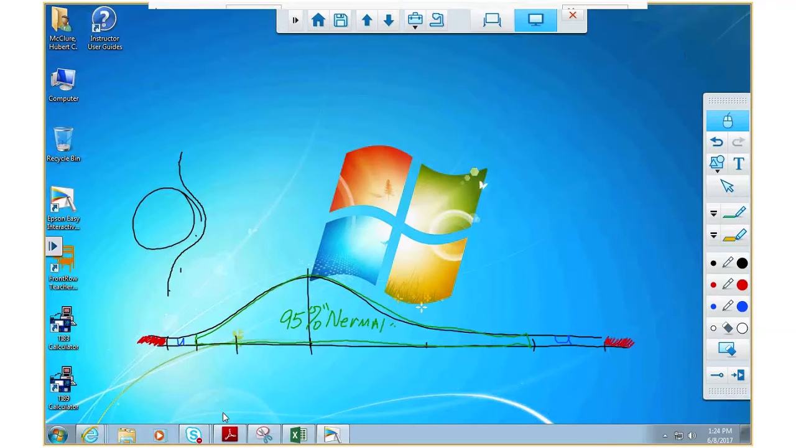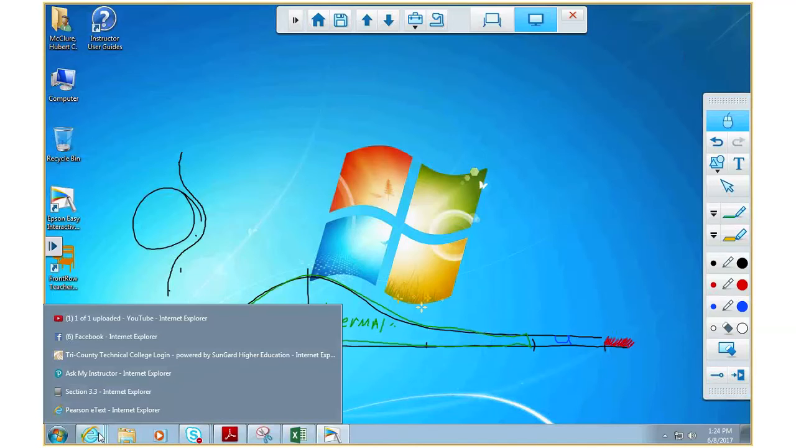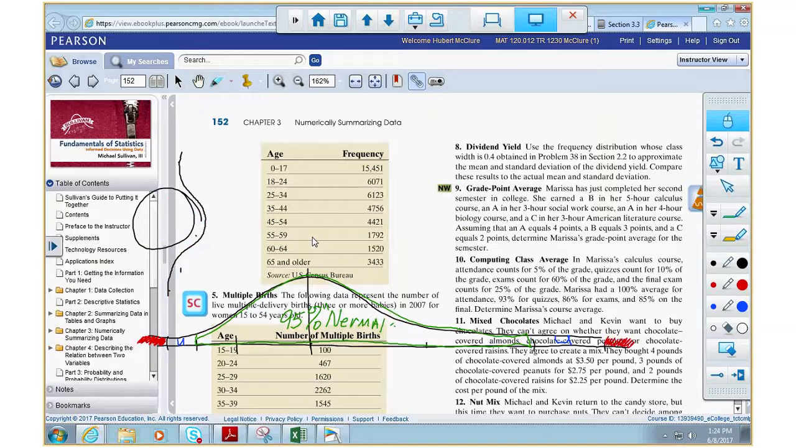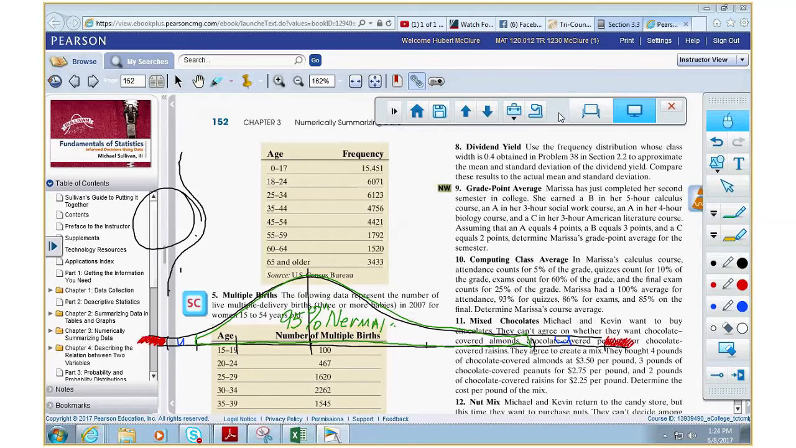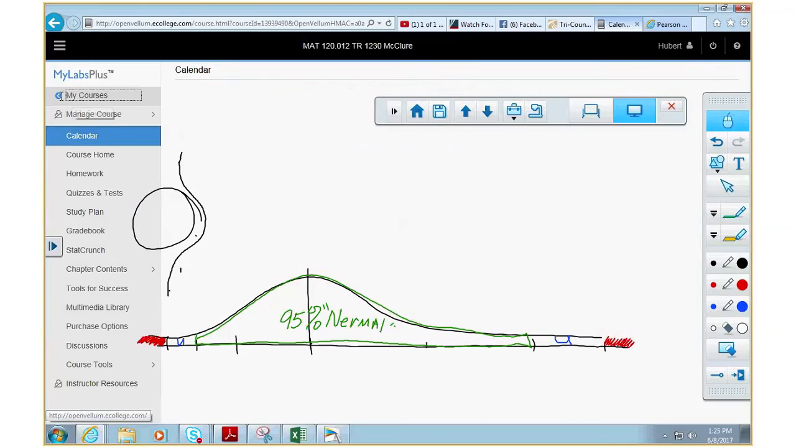You know, I'm going to show you a little trick. If you ever need to find when a test is due, you know what you can do? You can go into MyLabs Plus, and I'll show you this trick. You won't believe it. They actually tell you when the test is due. It's a miracle.